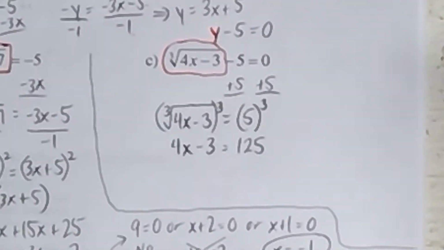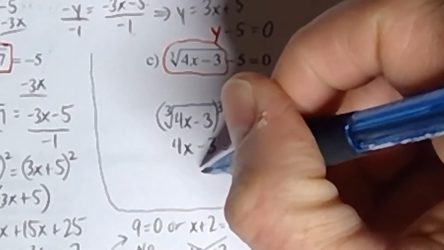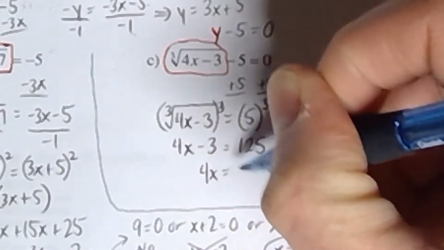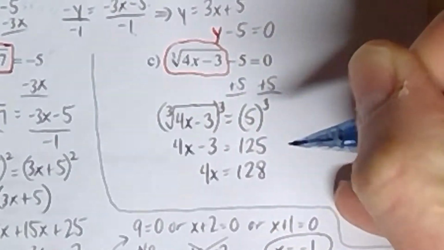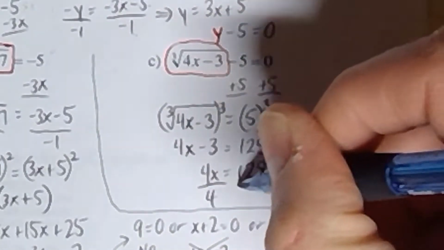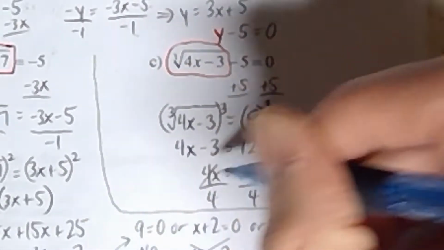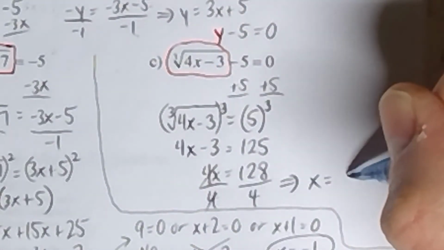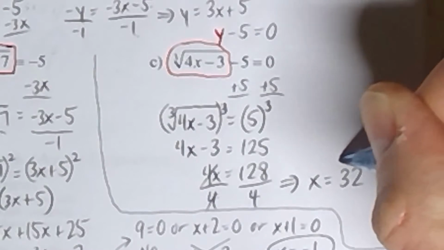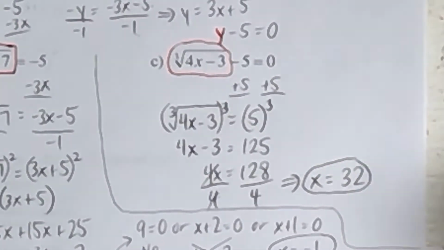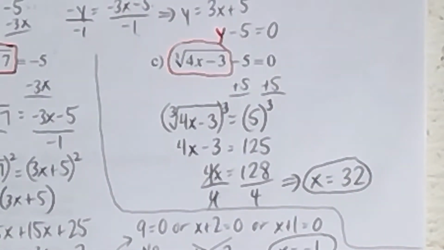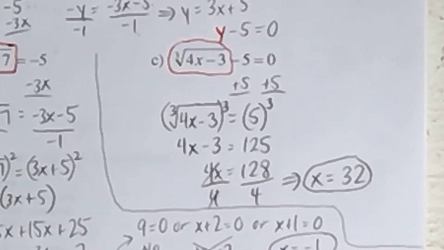And let's solve that. If we move the 3 over to the other side, adding it over, we get 4x equal to 128. And then if we divide both sides by 4, x will now be by itself, and it would be equal to 32, and there you go. So that's how you solve an equation with a cube root radical instead of a square root radical.